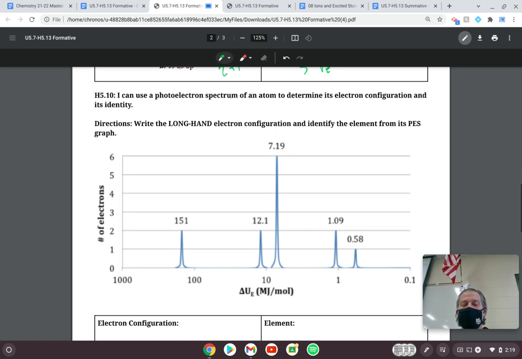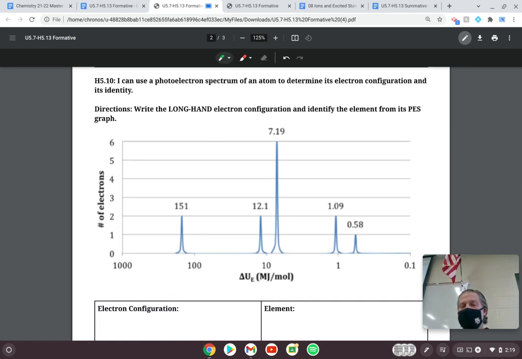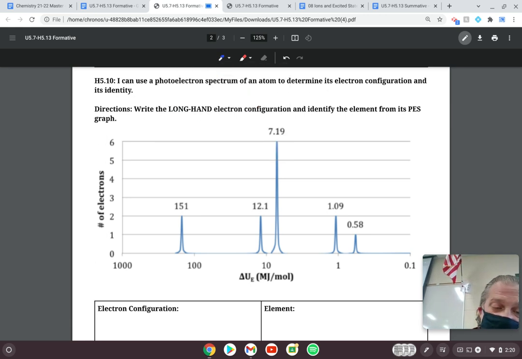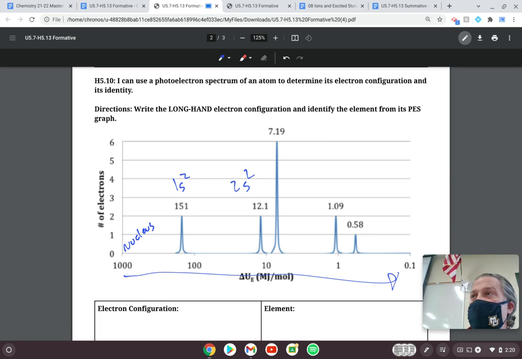Wonderful. Now we're going to look at some photoelectron spectrum data in an effort to identify an element. And so the first peak that I see has 2 electrons. So we're going from left to right, and my nucleus is there. So that tells me this is going to be a 1s, and there's 2 electrons there, so it's going to be a 1s2. My next peak is a little bit further away, so that's going to be a 2s, and there's 2 electrons there, so it's going to be a 2s2.